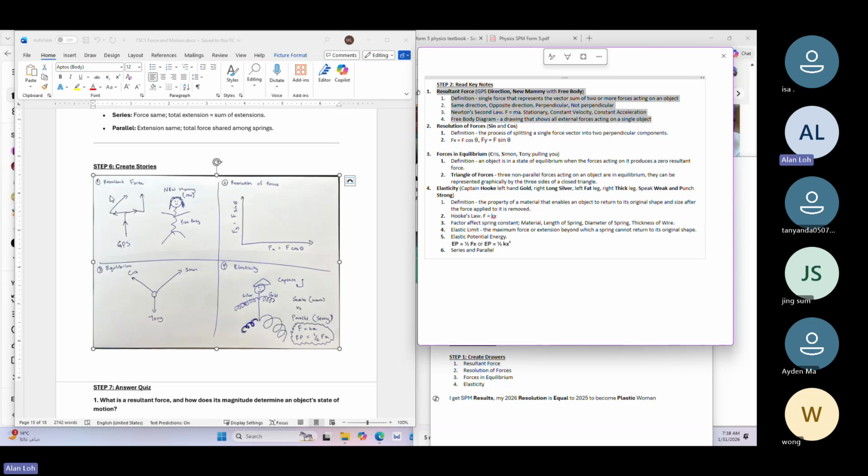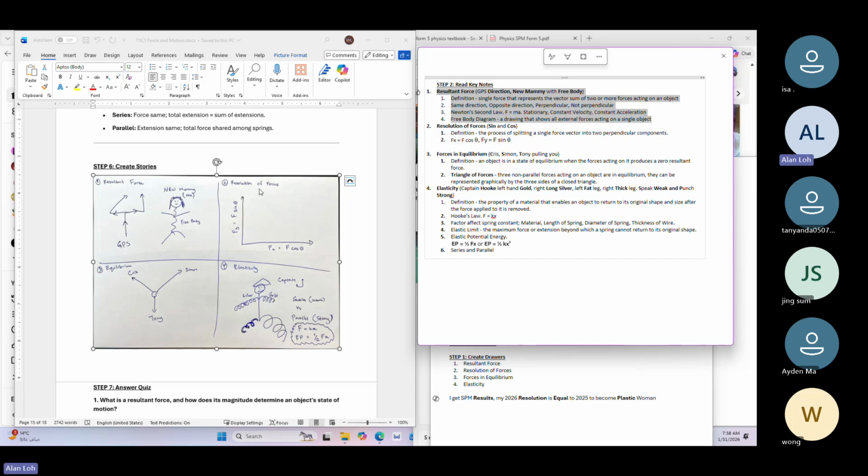So that is resultant force, drawer number 1. So that is the story, the drawing and the story of drawer number 1. And that's it. Let's move on to drawer number 2. I hope this is clear. If not clear, please raise your hand and ask me. Okay?